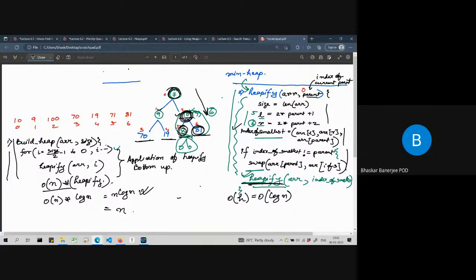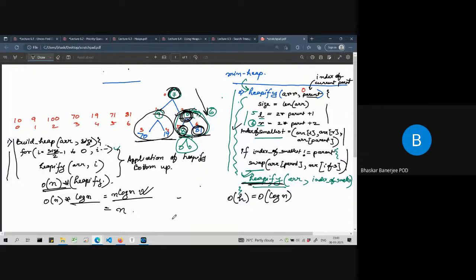The hint I would give for why amortized analysis: again, same thing. You are taking order n into log n and saying it is taking order n log n time. Log n is fine. But are the initial stages of heapify taking log n time? When you are applying heapify on this, it was taking only this much time. Again you are applying only this much time. But when you go towards the top, then you might have to do it for the whole level.